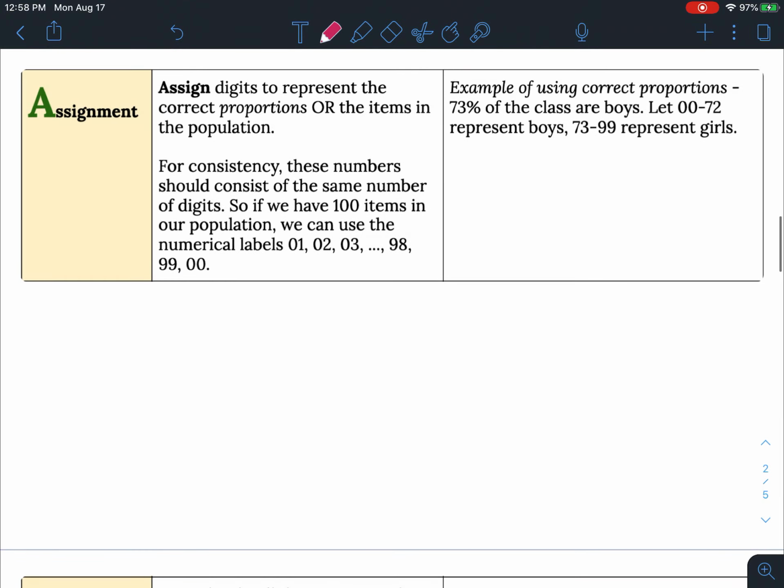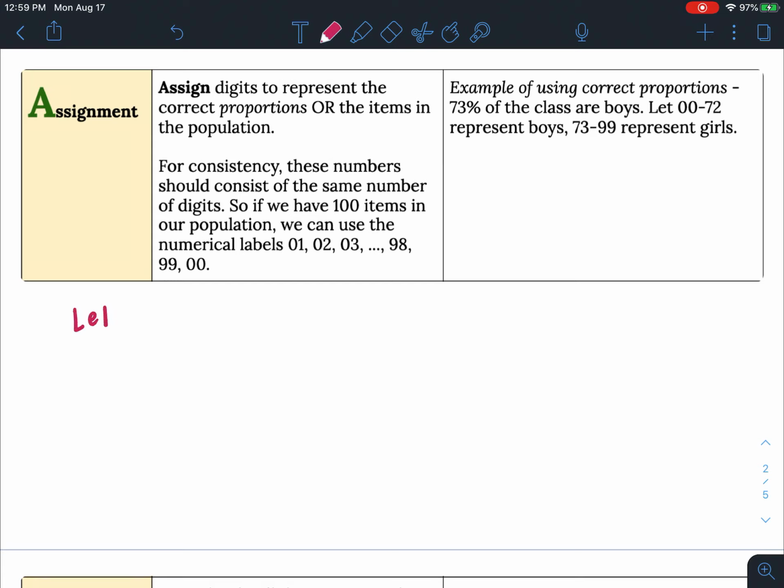Starting with A. A means you need to assign some digits to represent the correct proportions of the items in the population, okay? So basically for your probabilities, you need to assign some numbers to those probabilities. Now, we did that today. I assigned numbers to each person, okay? So we would need to write that down.